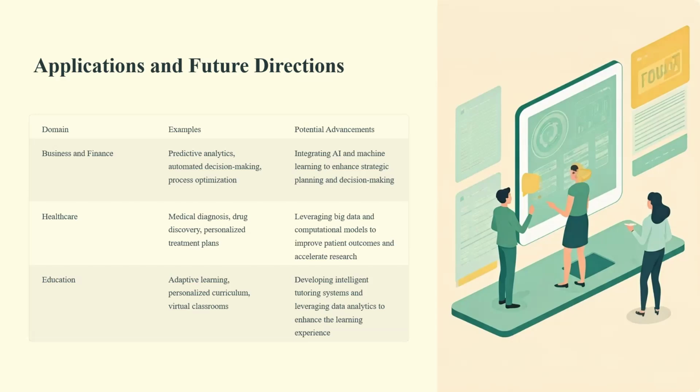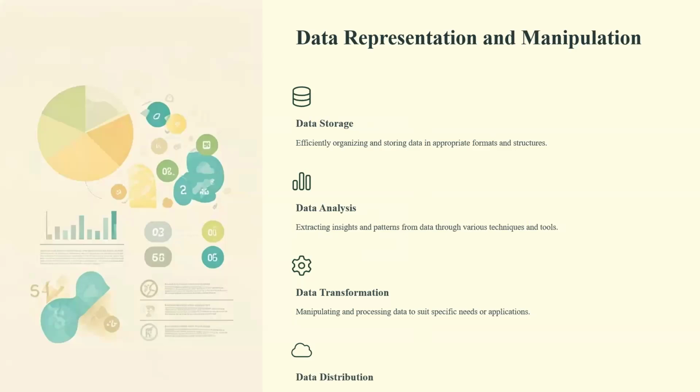Then in healthcare, medical diagnosis, drug discovery, personalized treatment plans, and all. And then in education, you have adaptive learning and personalized curriculum. In school, everybody has to learn what every other person is learning. But with the coming of computational thinking, you are able to tailor the curriculum based on individual needs and all. So, data representation and manipulation, you do not need that part.